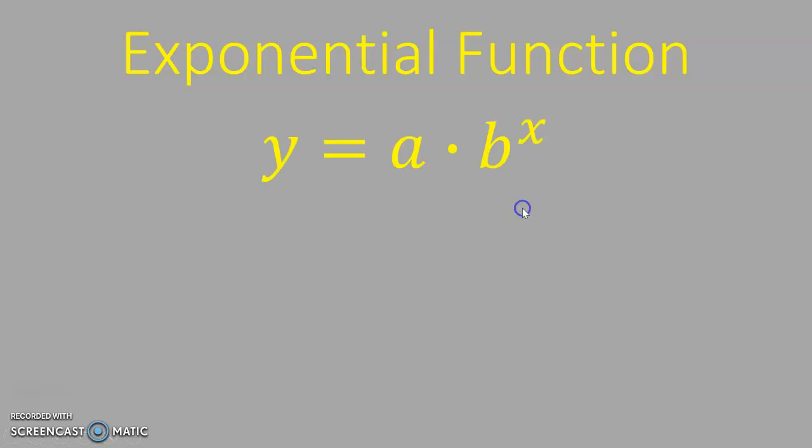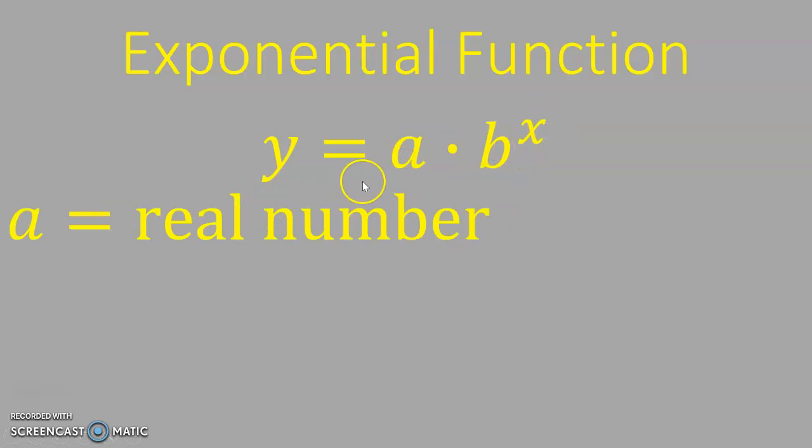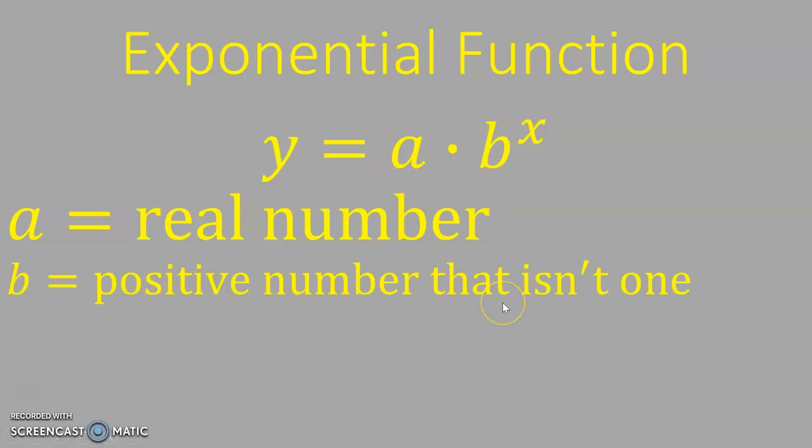But first, what's an exponential function? An exponential function is of the form a times b to the x, and there may be a little more to this, but a is going to be a real number, so no imaginaries at all, and b is going to be a positive number that is not 1. So we don't want our base, this b value, to be negative, 0, or 1.